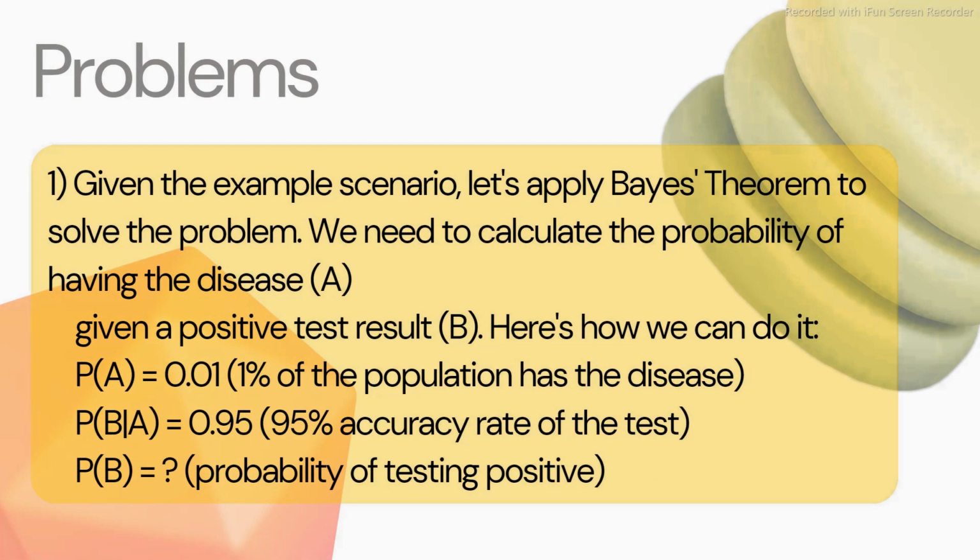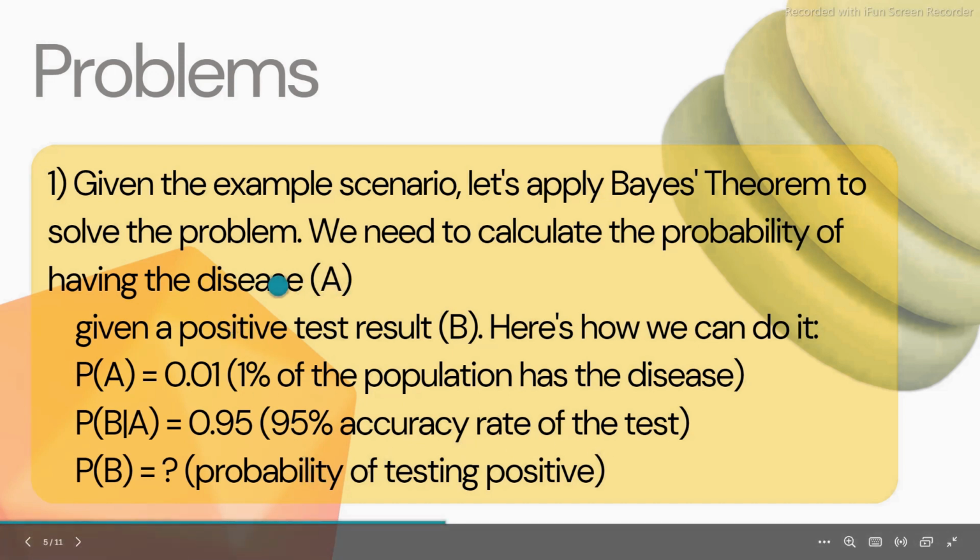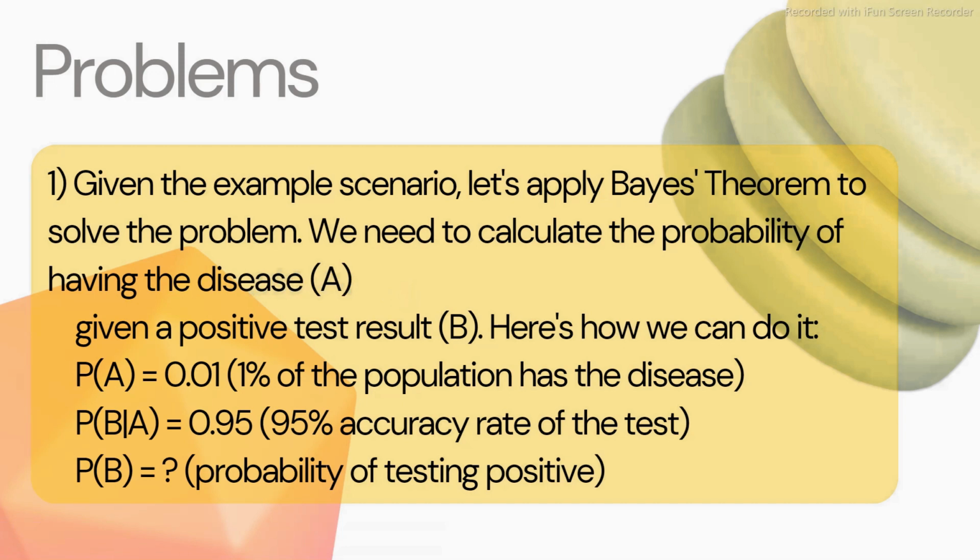Given the example scenario, we have to apply the Bayes theorem to solve this particular problem. And what do we have to find? We have to find the probability of occurrence of event A if event B has already occurred. For example, we have to find disease A given that the test gives a positive result, right?